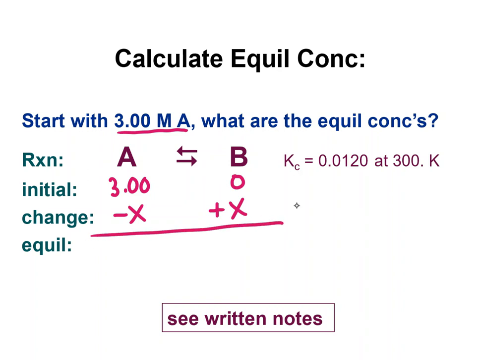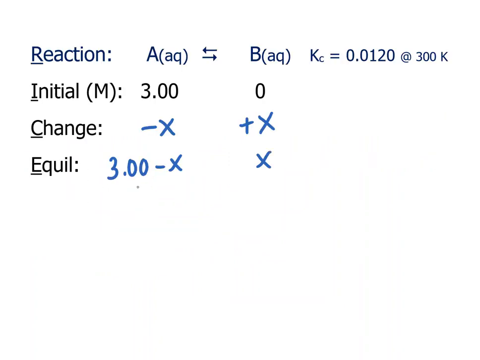And then remember this last step, all you're doing is adding these two together. And these are my expressions for the equilibrium of A and B. And now I'm going to switch to my written notes. So this is where I was. I had my equilibrium concentrations. And so I'm looking for this value.